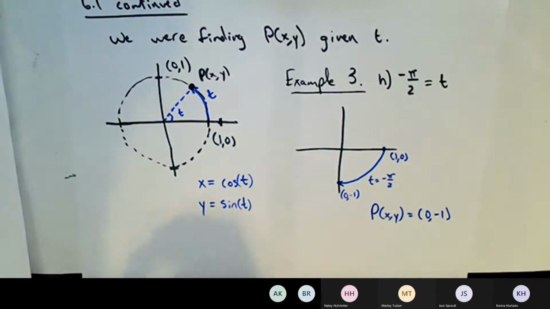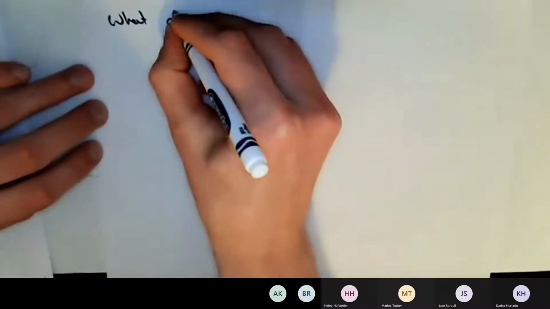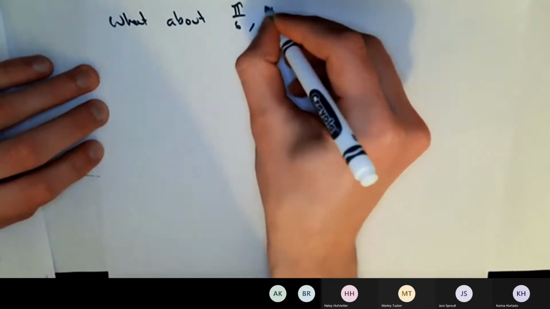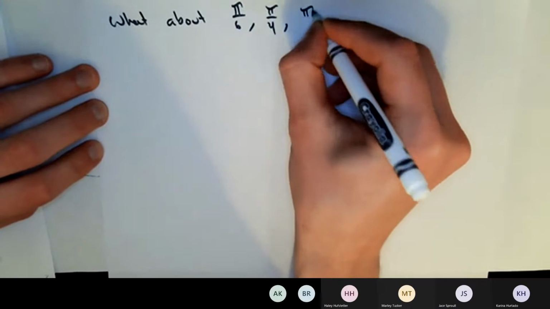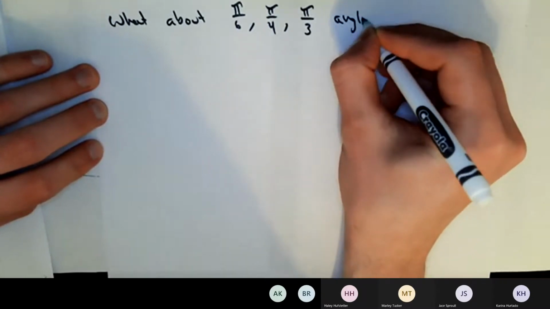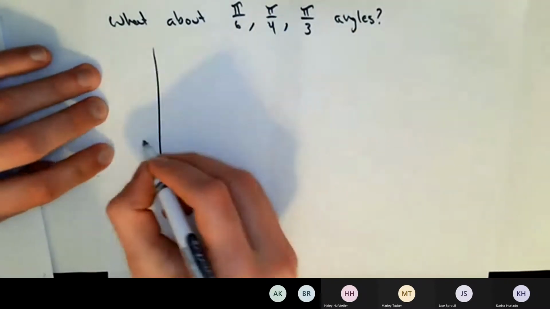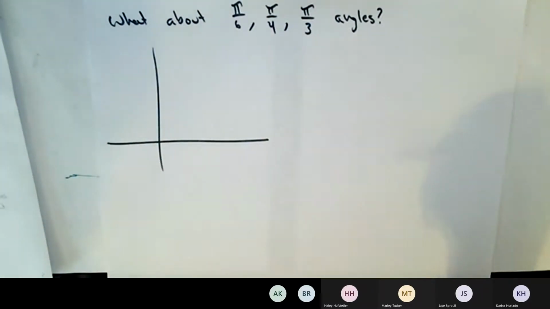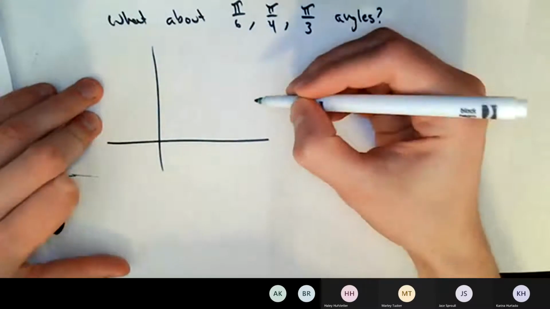What about our other special angles and multiples of them? I talked about 0, pi on 2, pi, 3 pi on 2, 2 pi. So what about the pi on 6, the pi on 4, and the pi on 3 angles? Just considering this first quadrant here.